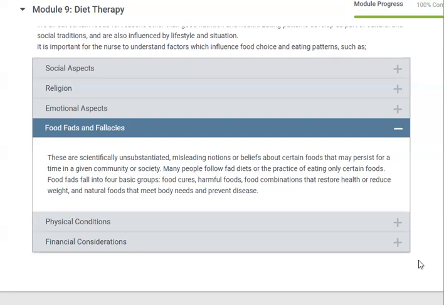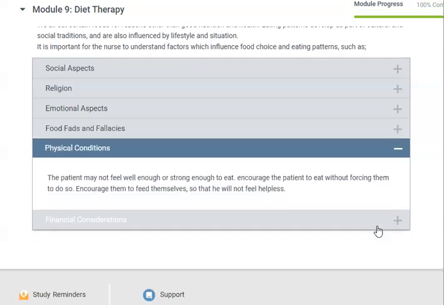Physical conditions. The patient may not feel well enough or strong enough to eat. Encourage the patient to eat without forcing them to do so. Encourage them to feed themselves so that they will not feel helpless.